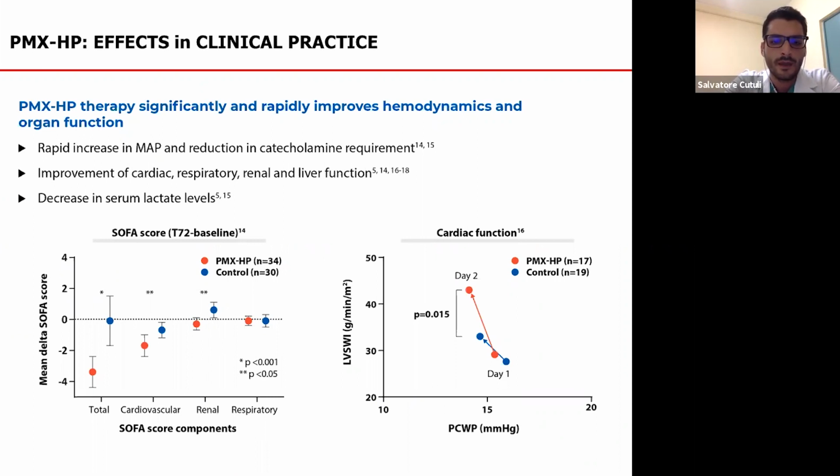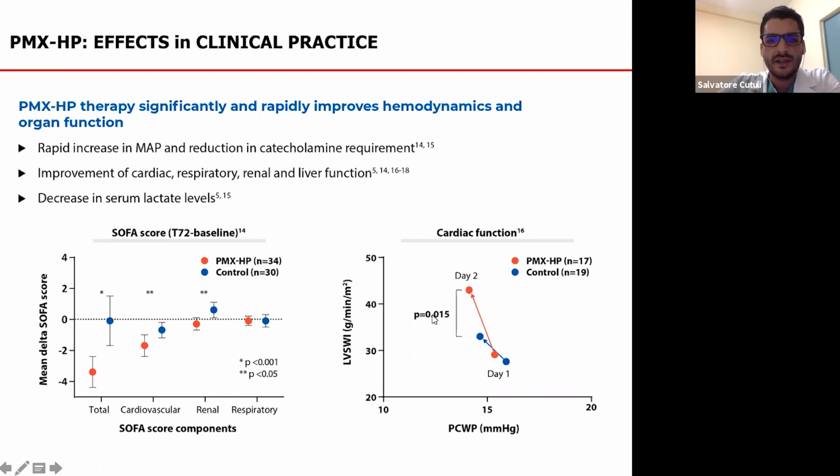It was a randomized controlled trial done in Italy and published 11 years ago. As you can see, there was an improvement in the SOFA score. Specifically, we had an improvement in the cardiovascular SOFA score and in the renal SOFA score. It was also associated with an improvement of cardiac function.